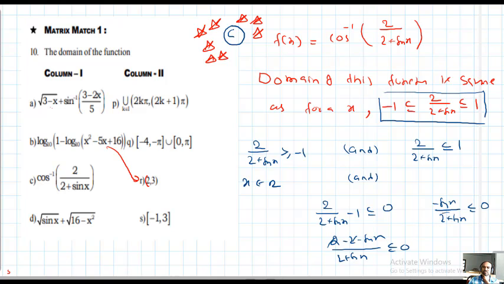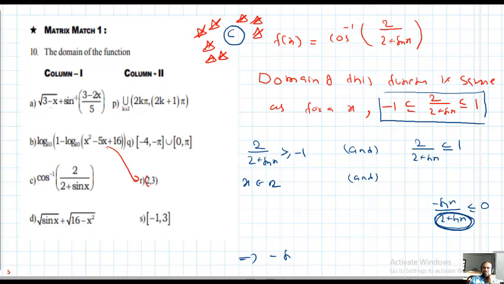Students, observe, this denominator is always greater than 0, because the value is only 1 to 3. You just need to find what values of x make minus sin x less than or equal to 0. This implies minus sin x should be less than or equal to 0, since 2 plus sin x belongs to the closed interval 1 to 3. Multiply by minus on both sides, sin x should be greater than or equal to 0. Such x values we want to find now.